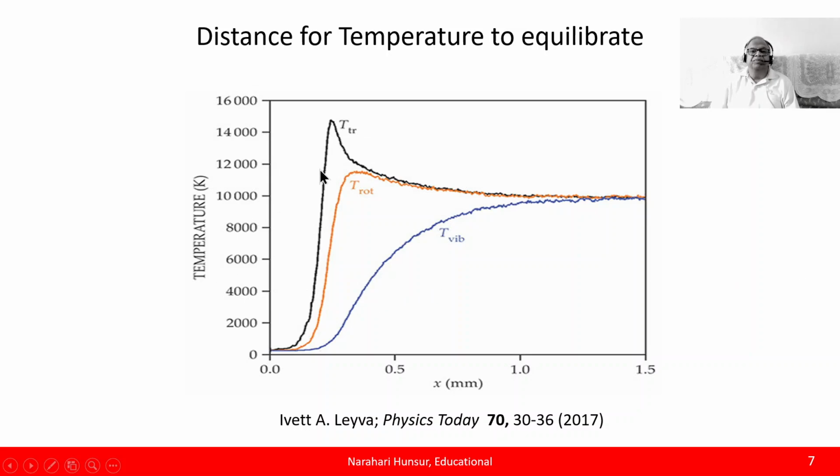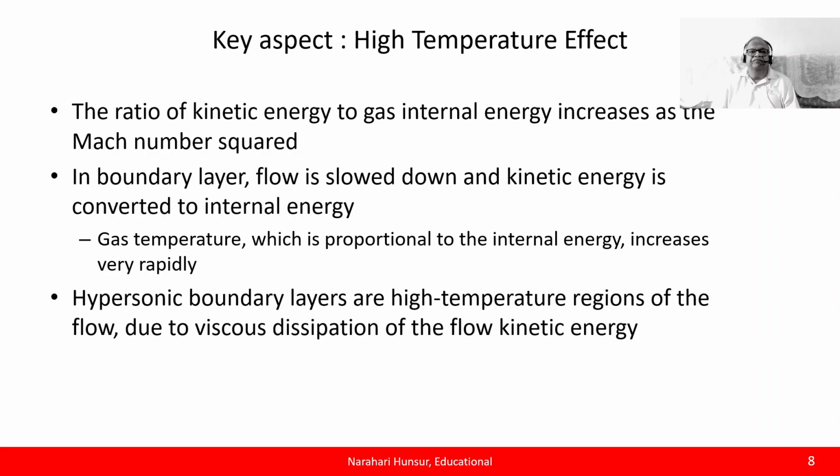What you see here is temperature. T_tr is the translation temperature, and that equilibrates somewhere close to here, around half a millimeter, whereas the vibration temperature equilibrates, meaning that it flattens out, somewhere at 1.5 to 2 millimeters. So each one of them is equilibrating at a different rate. So we don't have a single definition of what the temperature of that gas is at that point in time.